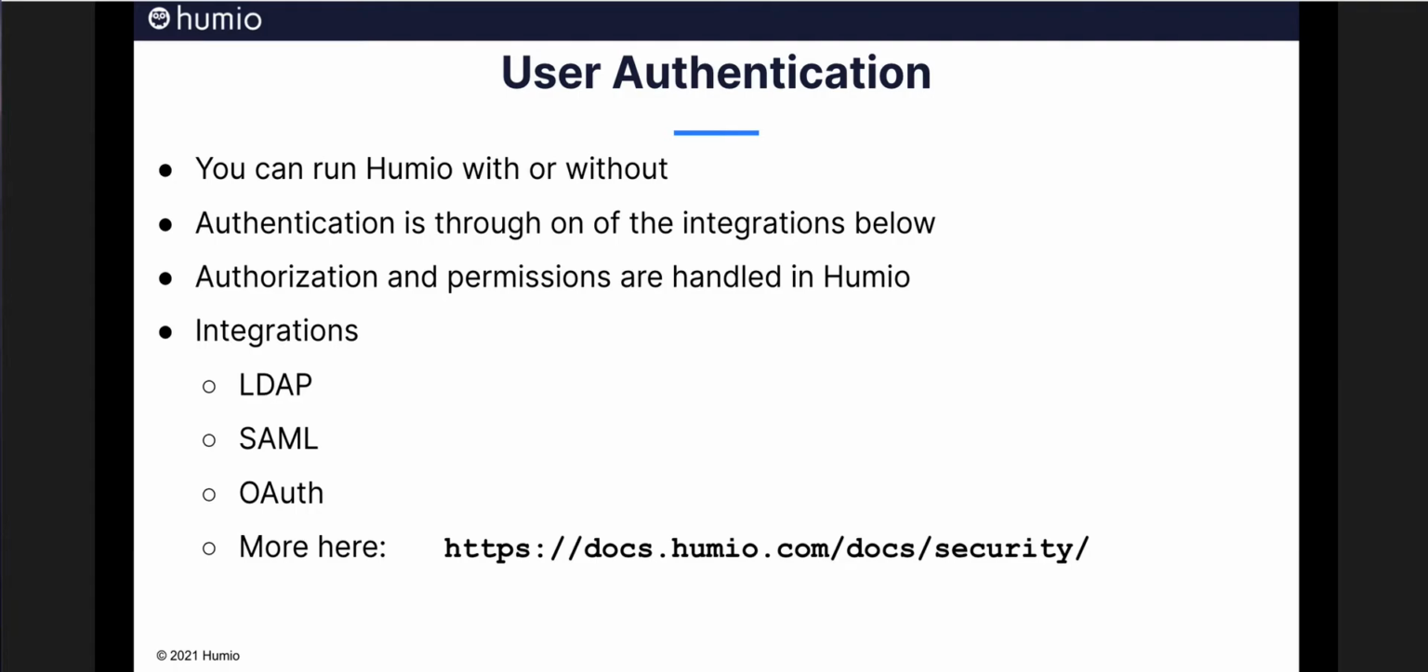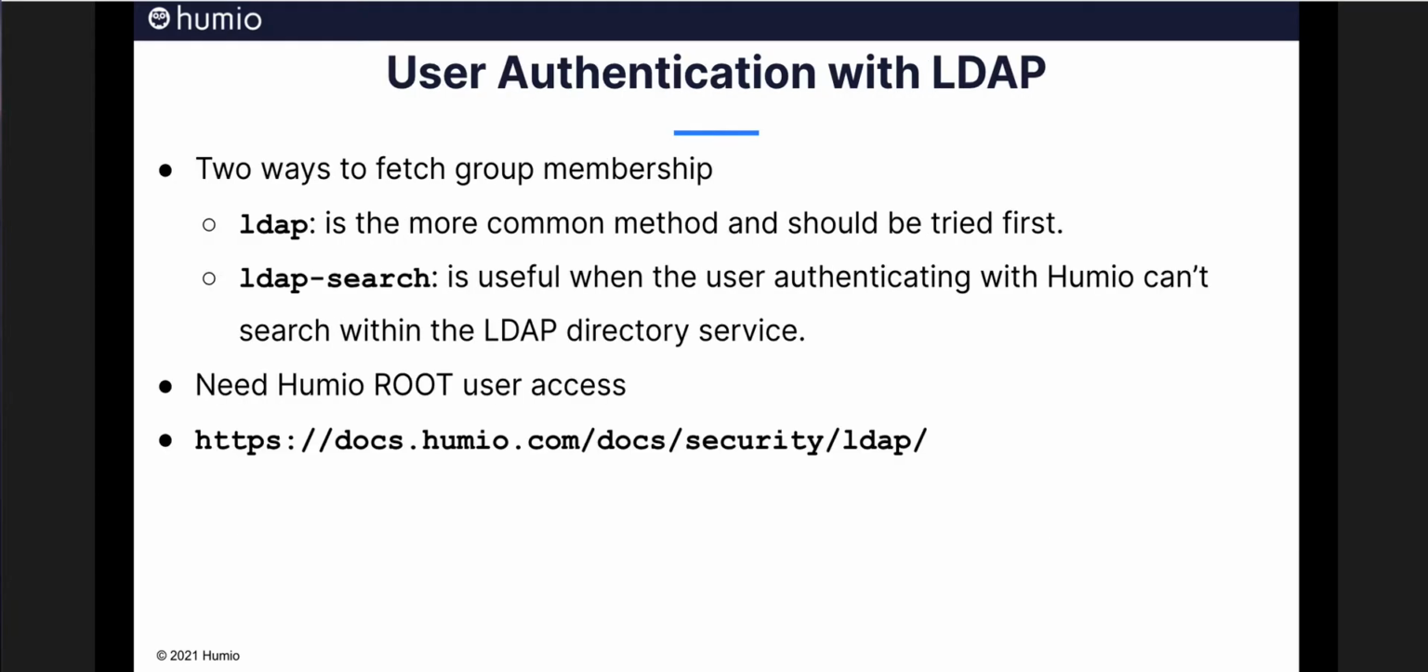Users are authenticated by logging in to Humio using one of the following integrations below. We offer LDAP, SAML, and others. However, authorization and permissions are handled in Humio. LDAP, although a standard, is highly configurable and not always deployed in the same manner across organizations. Humio provides two ways to authenticate and fetch group membership using LDAP. LDAP is the more common method and should be tried first.